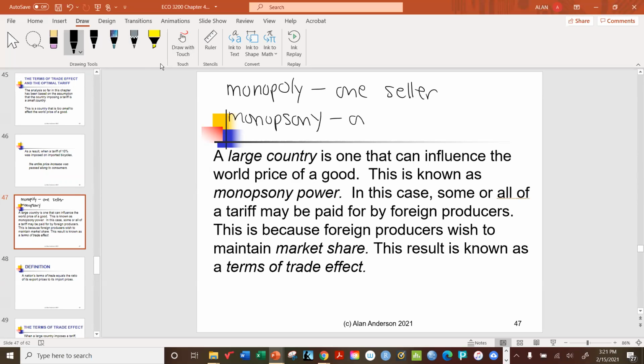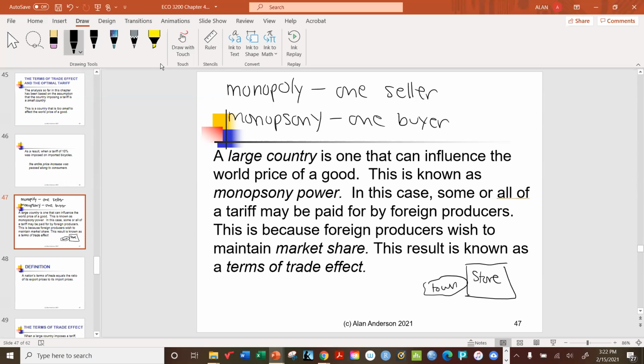That means there's one buyer. Now, when would you ever see this in the real world? Imagine yourself working in a little town in the middle of nowhere. Here's your little town, and there's only one employer in that town. There's one big store, and that's it. They hire everybody.